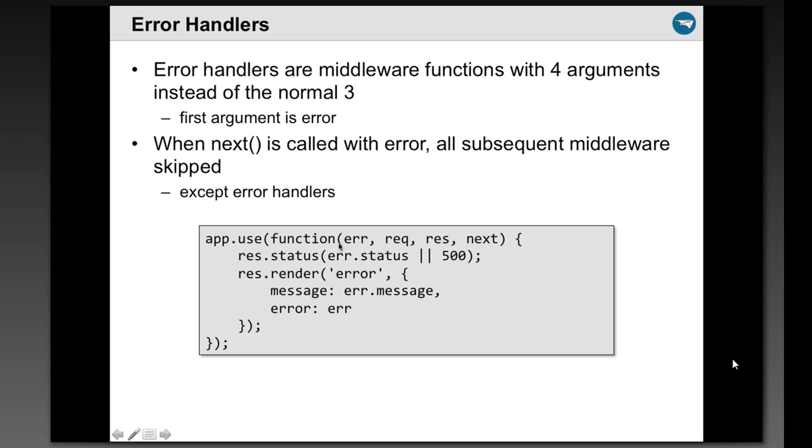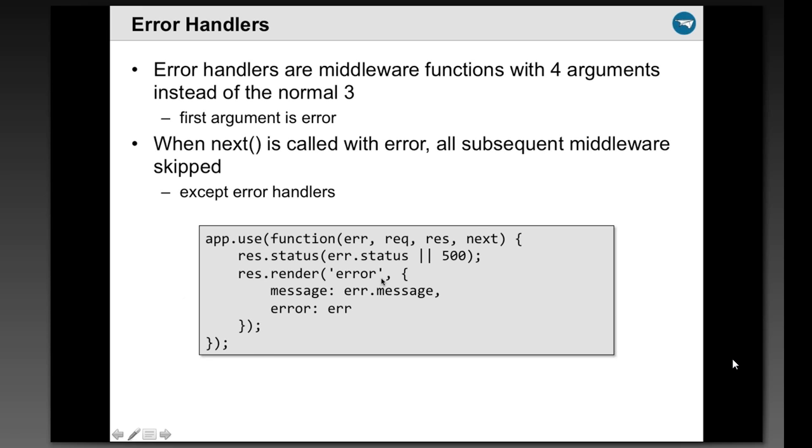The idea behind error handling in Express is that if you encounter an error, you want to pass it on to the middleware that knows how to handle errors. And so you invoke next with your error object. That makes it skip all other middleware until it encounters an error handling middleware, one with 4 arguments.